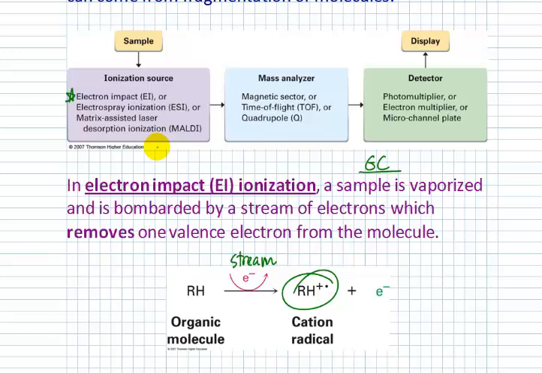So we won't talk any more about those. Let's just deal with the electron impact. Once it has been ionized, it goes to a mass analyzer. We'll talk about that on the next page, but it just essentially sorts these ions by mass so that they can be detected by the detector and eventually sent to a computer to be displayed.